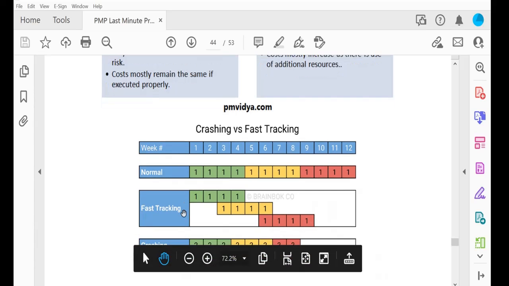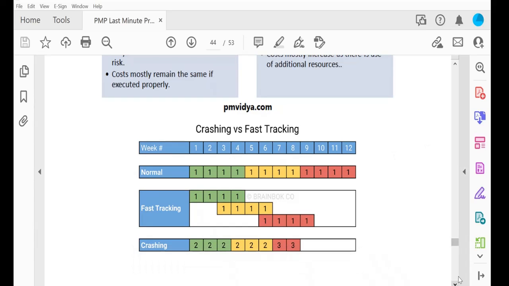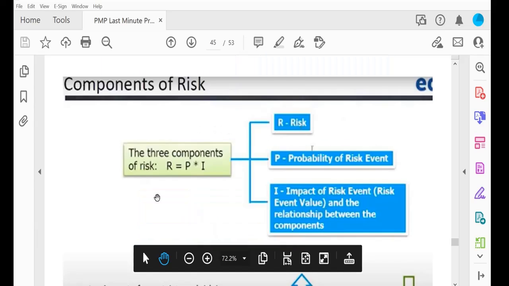And crashing, on the other hand, they are deploying more people in there. You see, there are two, which means they are giving more people in there, so they can complete the work in the eighth week. So the question will be like that.